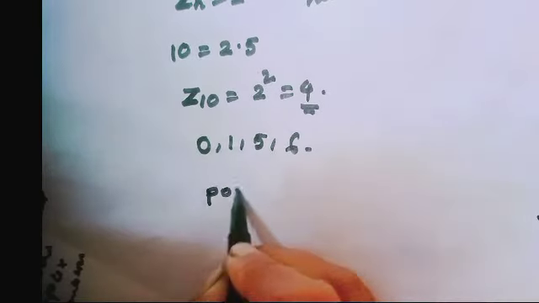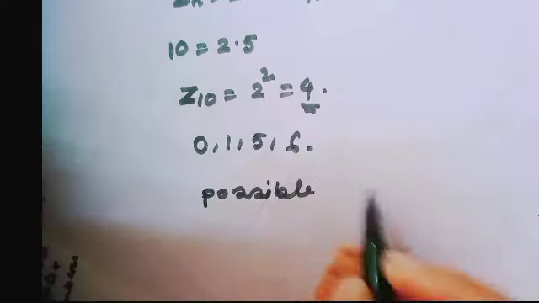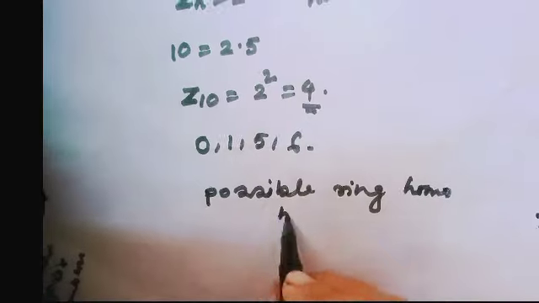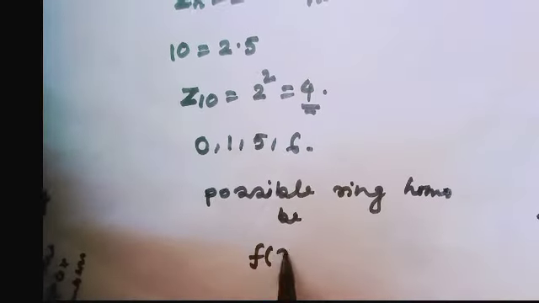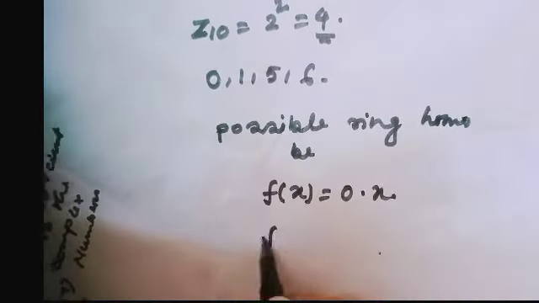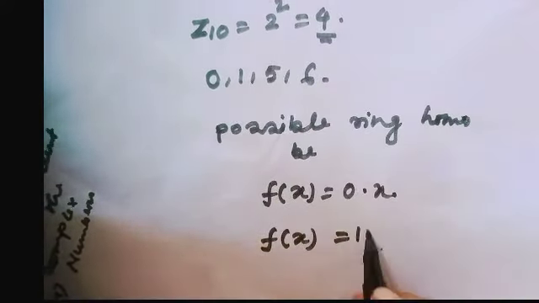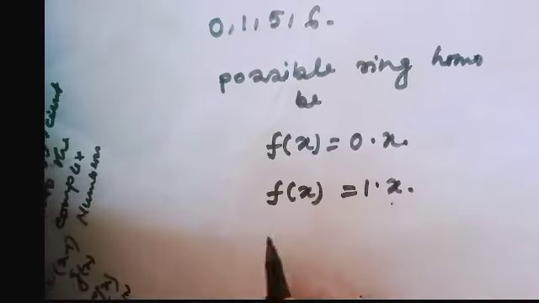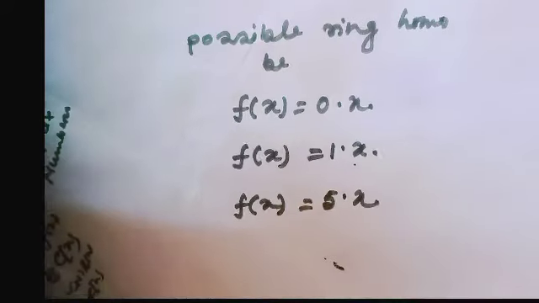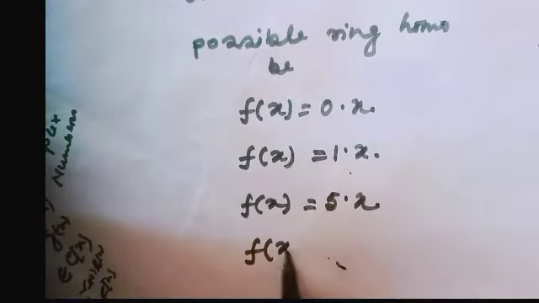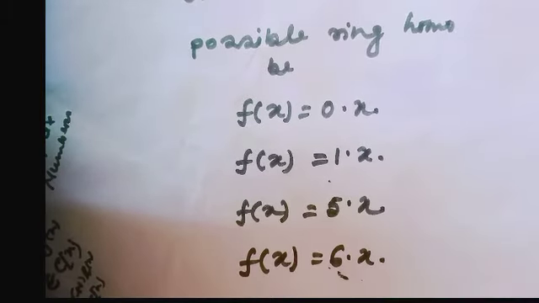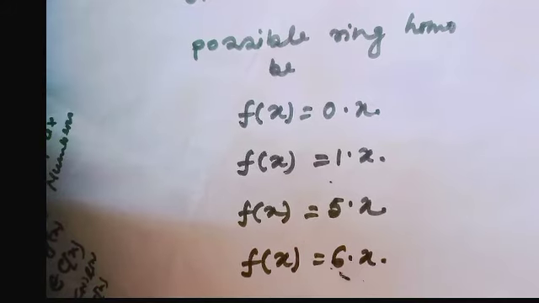Therefore, the possible ring homomorphisms are f(x) equal to 0 times x, f(x) equal to 1 times x, f(x) equal to 5 times x, and f(x) equal to 6 times x. This is our possible ring homomorphism of this mapping.